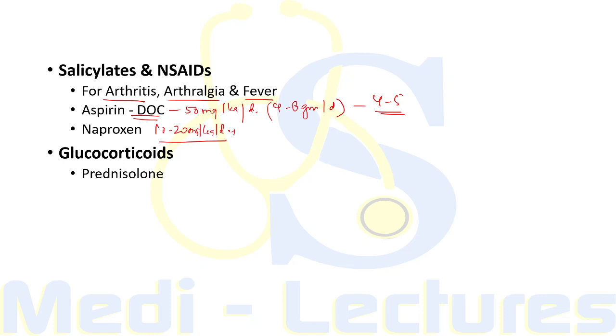Now the use of glucocorticoids in ARF remains controversial. It is believed to decrease the inflammation in severe carditis. So if given, prednisolone should be used at a dose of 1 to 2 milligram per kg per day, maximum up to 80 milligram per kg. Now this can be given for up to 3 weeks.